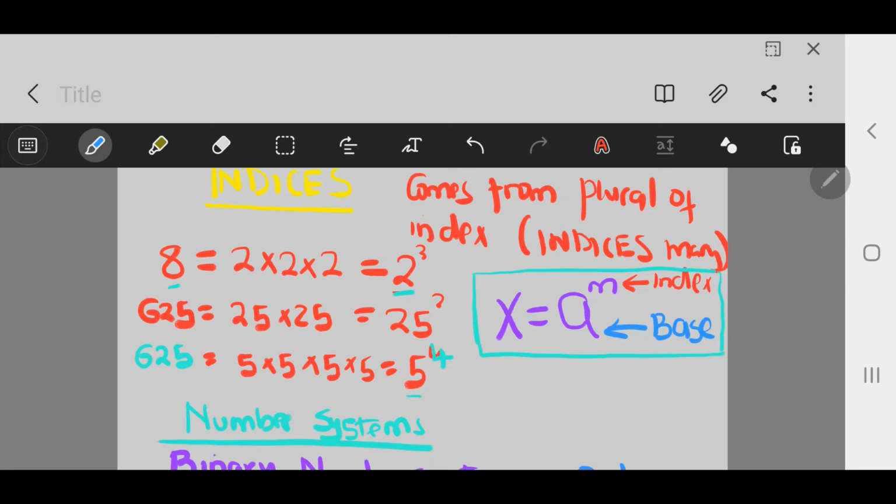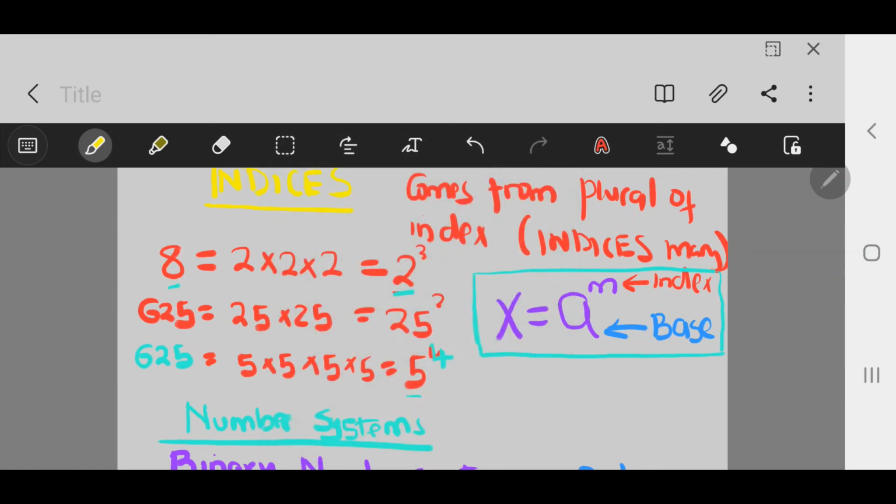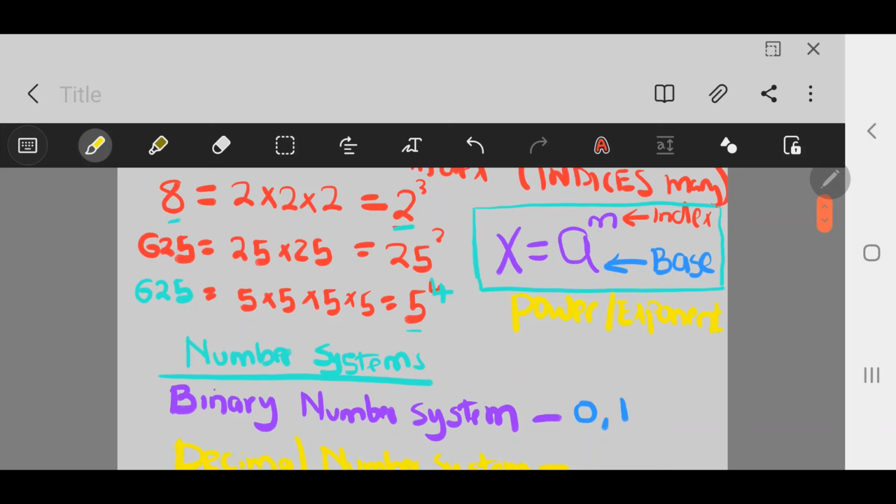Index can also be called power. It can also be called an exponent. These terms mean the same thing. Power, exponent, index, they mean the same thing. So you can write a number as a power m, a index m. A is the base, m is the index.